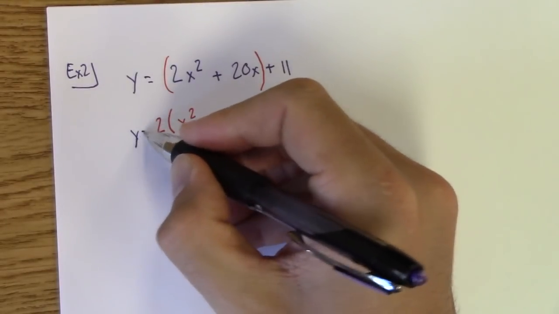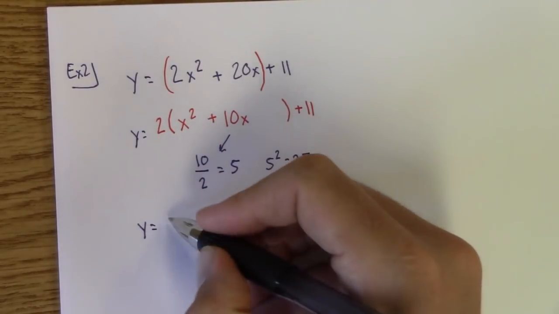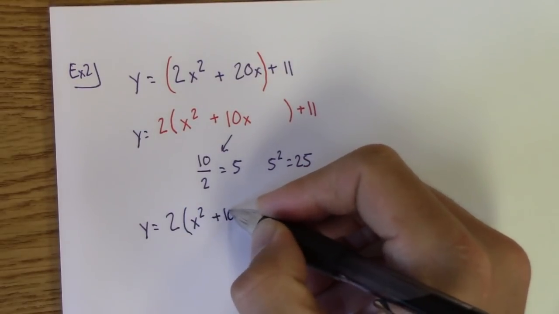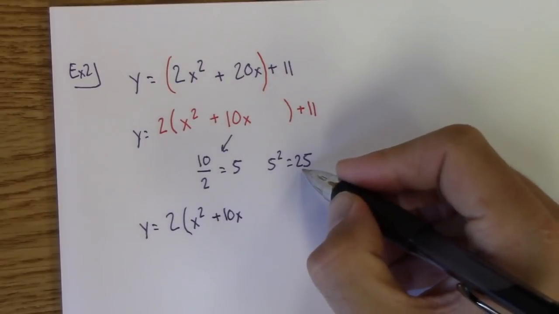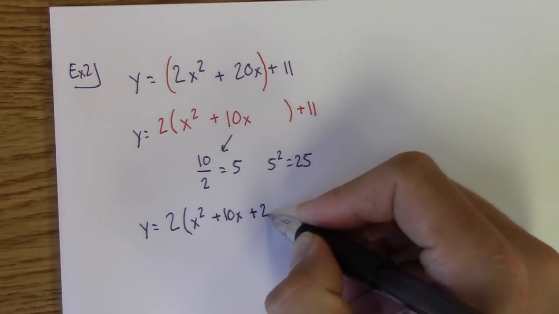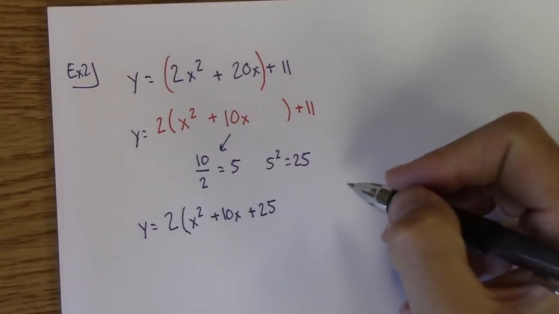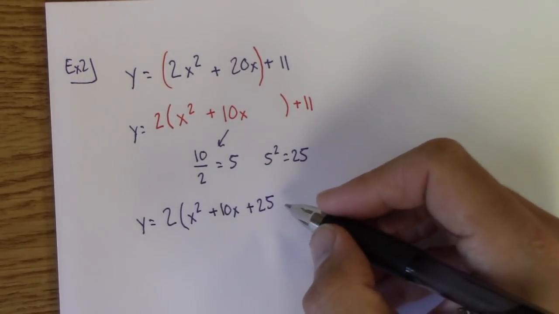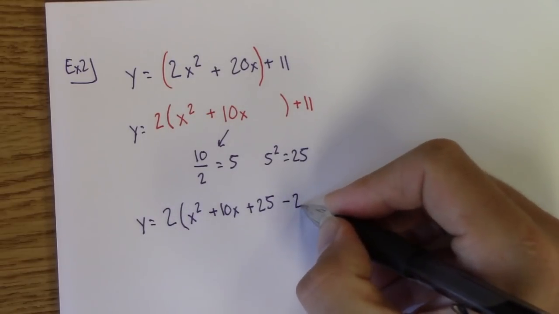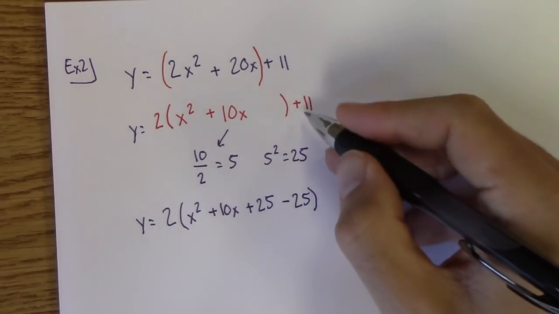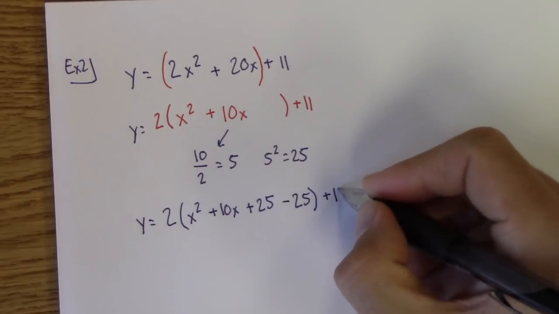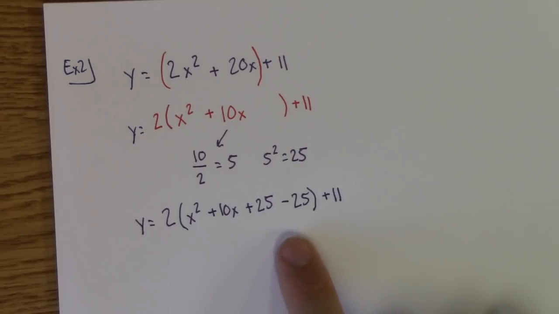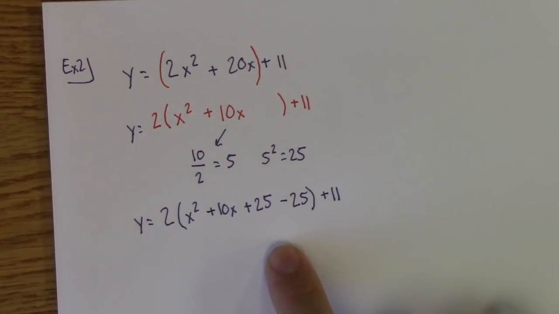So I'm going to take a moment, and just like before, 2x squared plus 10x. In order to make this factor nicely, I'm going to take my 25 and add 25. But I can't just add that 25 without changing my equation. So to keep it balanced, I'm also going to subtract 25. And then finally, the plus 11 is just along for the ride. So remember, this plus 25 minus 25 is essentially a fancy 0.